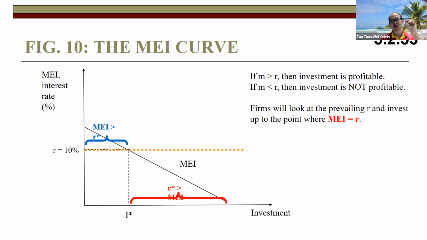So basically, firms will invest up to the point where, for the final investment project, the MEI just equals the rate of interest. Okay, so I star represents the optimal level of investment. So this is what 5.2.33 is telling you. That's why it's very similar to the microeconomics demand curve.